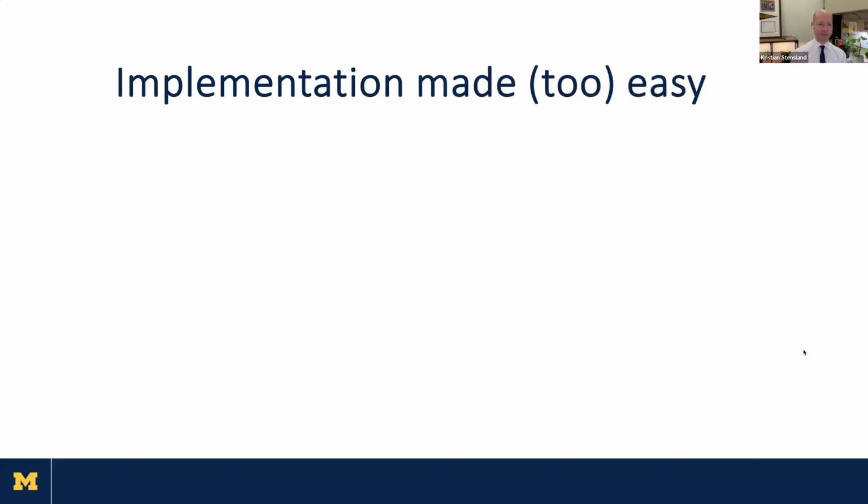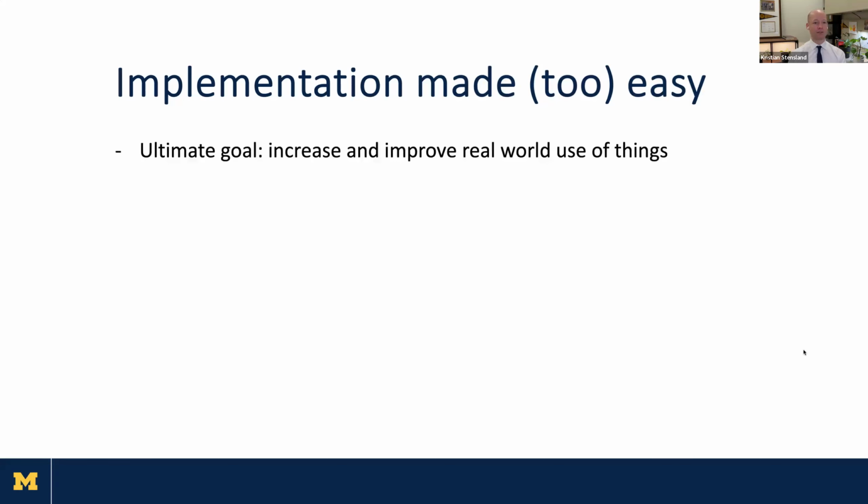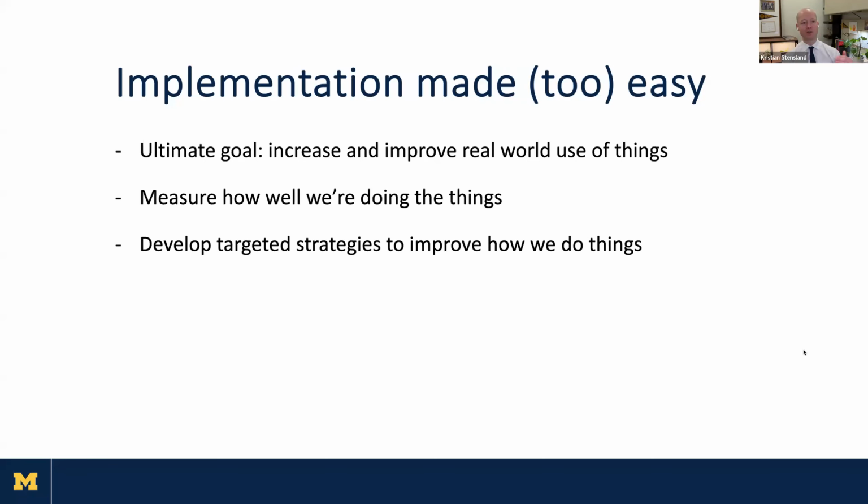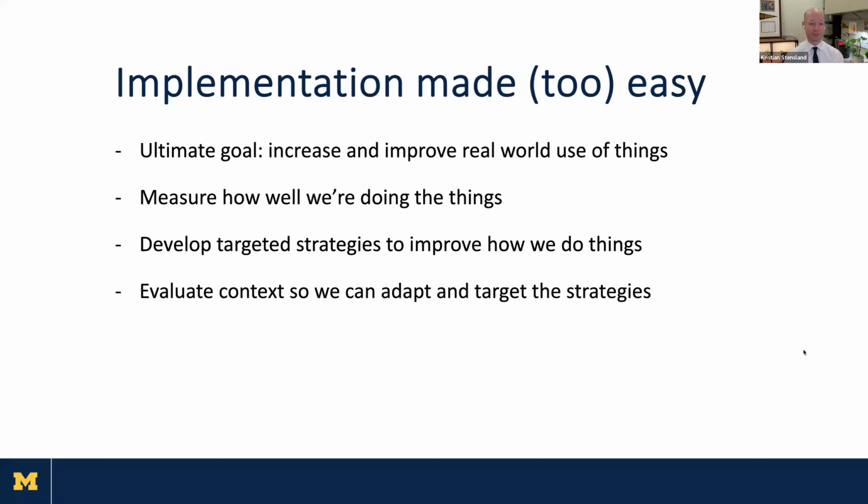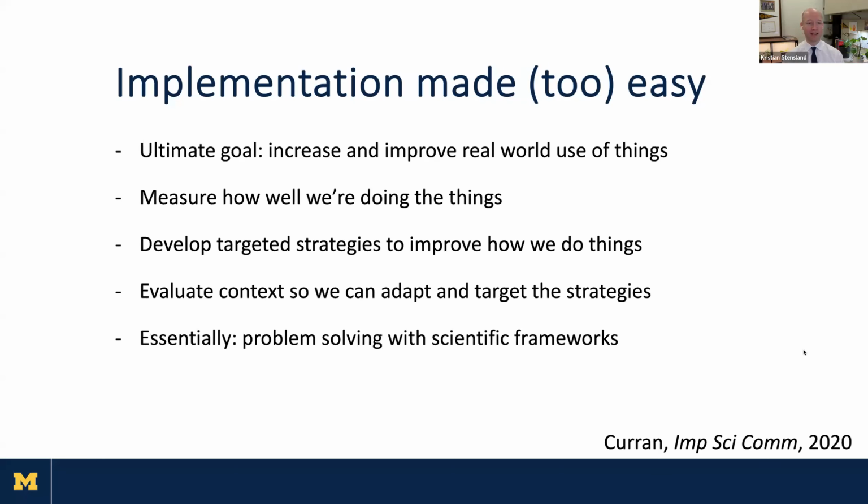Another way to think about this, which is a great way from an article by Curran et al., is this idea of implementation science made too easy. So there's the ultimate goal of improving real world use of things, in this case, how well we have patients enrolled in clinical trials. We try to figure out and measure how well we're doing those things, and then develop targeted strategies to improve how we do those things. Part of this is going to be necessitating evaluating context so we can adapt and target strategies to get those things done better. And essentially another way to look at this is we're doing problem solving with scientific frameworks.